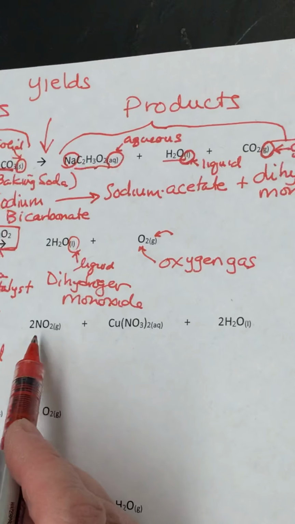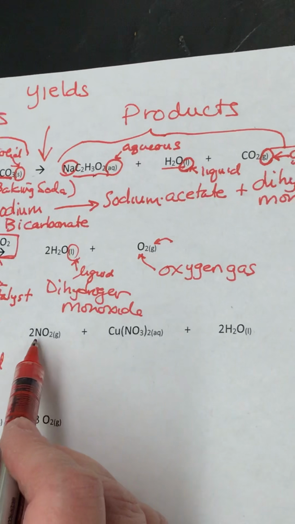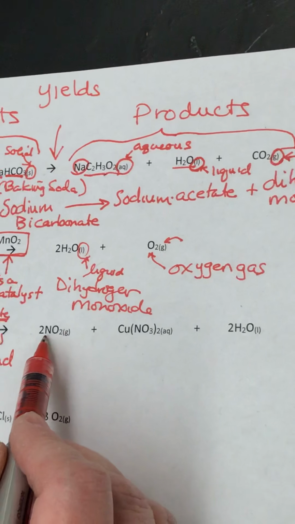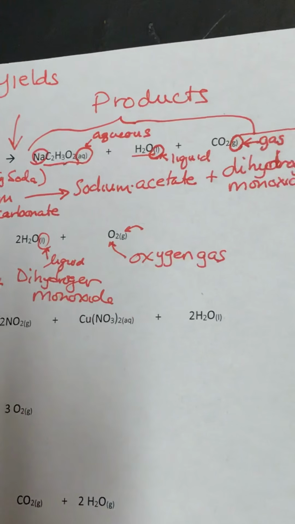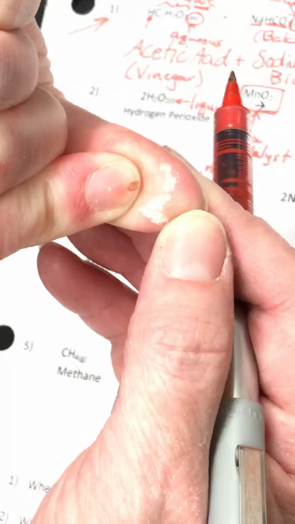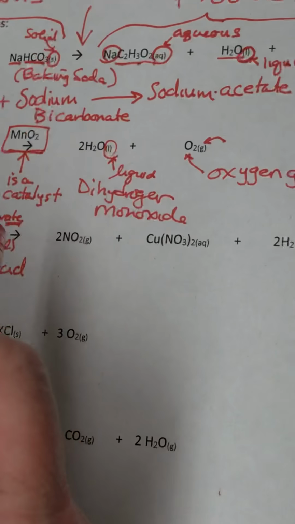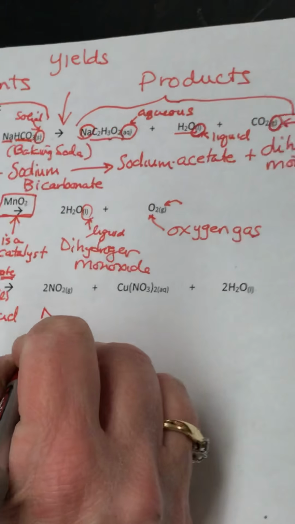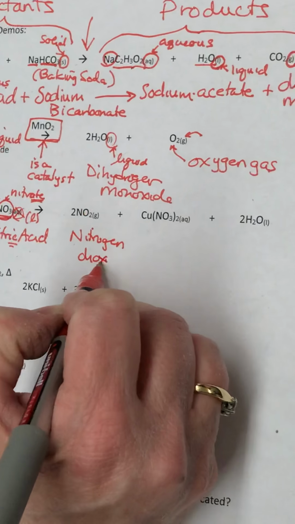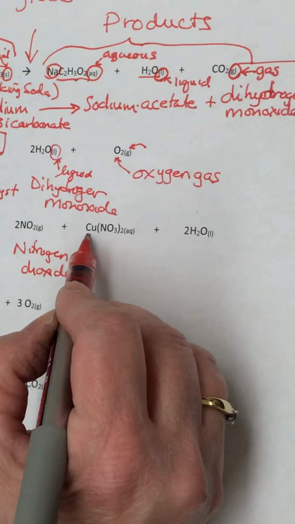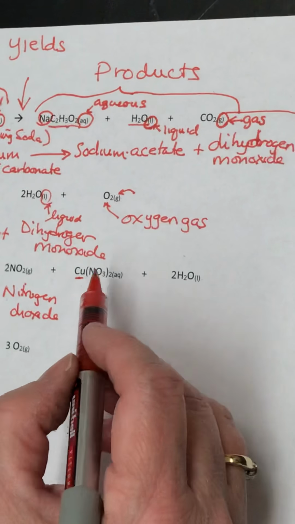All right, so let's name them. This one has nitrogen being the first element. Look, see, the hydrogen peroxide burned my fingers. That was that 30% stuff. My fingers are starting to feel burning. All right, this is nitrogen dioxide. Okay, this one starts with a metal, so this is one of our ionic compounds.